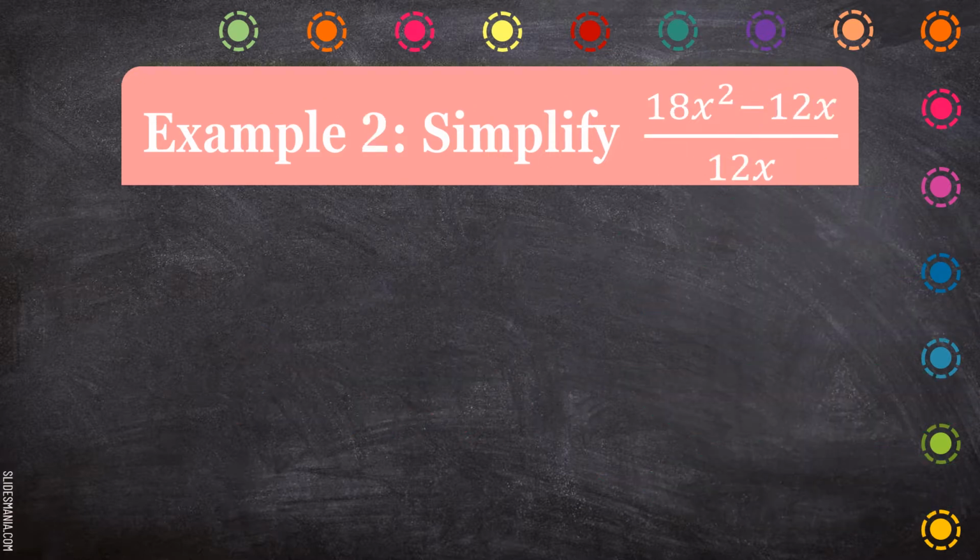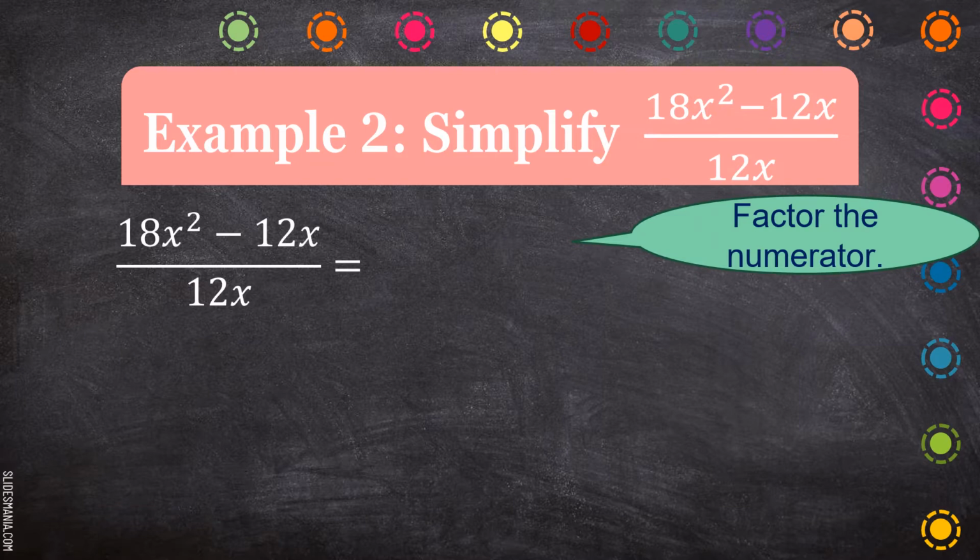Example number 2, simplify 18x squared minus 12x all over 12x. And to simplify, we have to first factor the numerator. So to factor 18x squared minus 12x, we have to identify the GCF. So the GCF is 6x. And then we have to divide each term by the GCF.